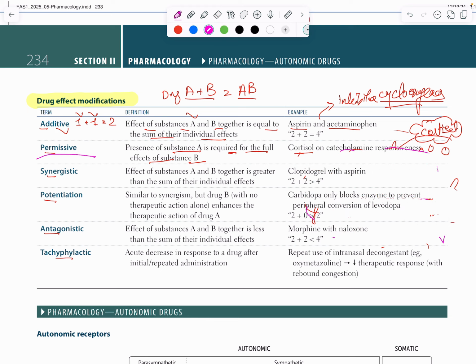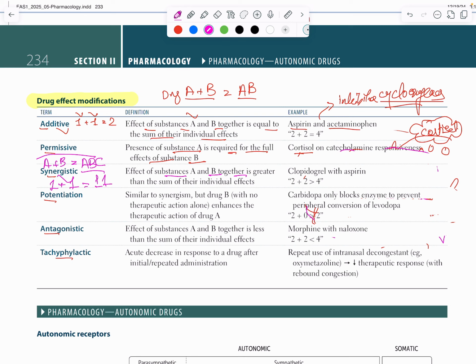Understand? Our third effect is the synergistic effect. Synergistic effect is when substances A and B together produce more than the sum of their individual effects. It's like the proverb, 1 plus 1 can be equal to 11. Meaning to say, A plus B is equal to ABC.